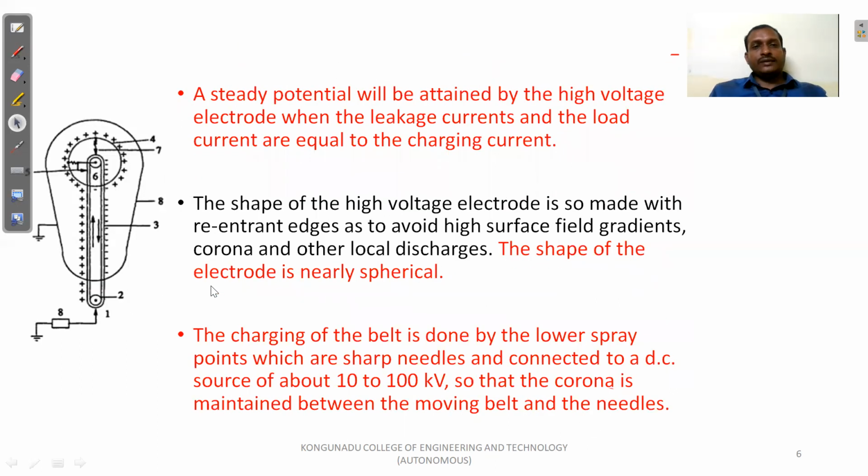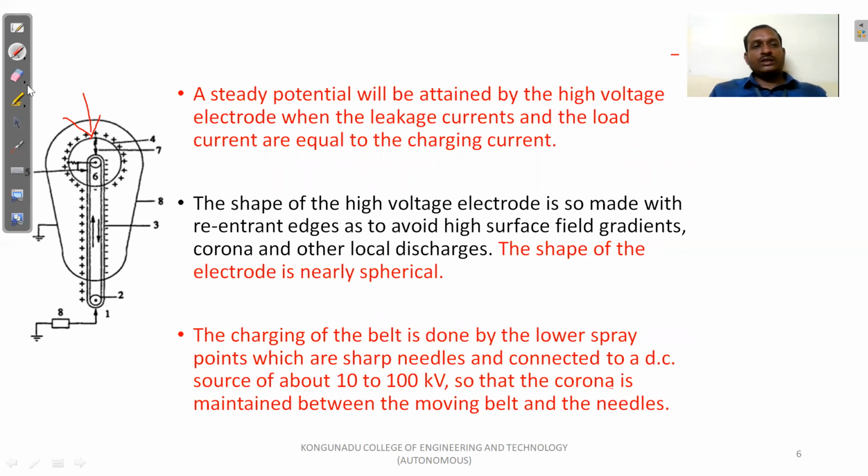Next, the steady potential will be attained at the high voltage electrode when the leakage current and load current are equal to the charging current. When leakage current plus load current equals charging current, our high voltage terminal reaches the steady potential.